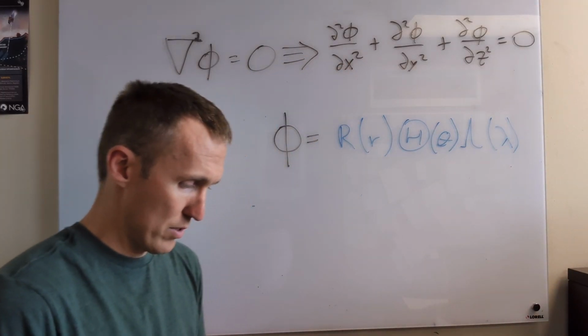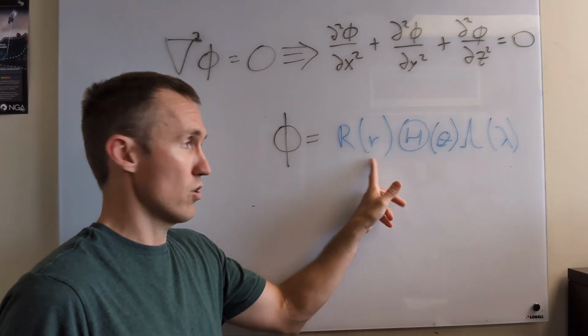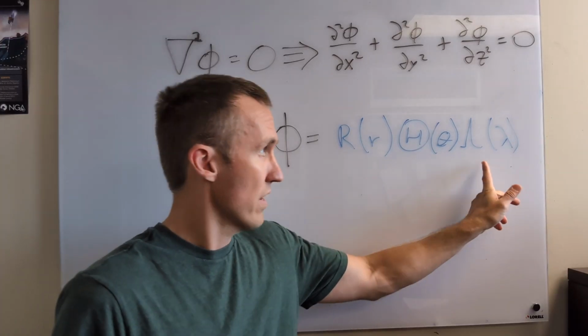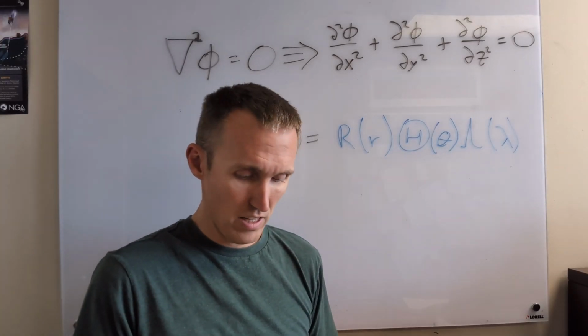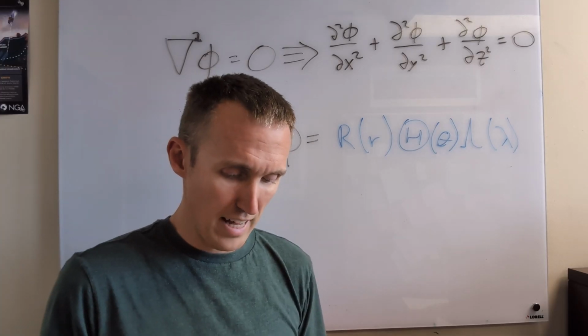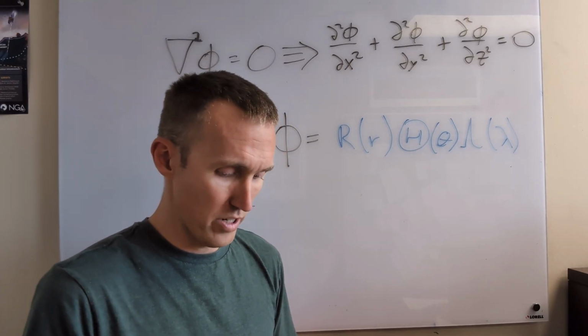So these are capital and lowercase Greek letters. Well, this is r, a function of radius, a function of the Greek letter theta, that's an angle, and a function of the Greek letter lambda, that's the other angle. So this is spherical coordinates, right? We have a longitude and a latitude angle associated with spherical coordinates.